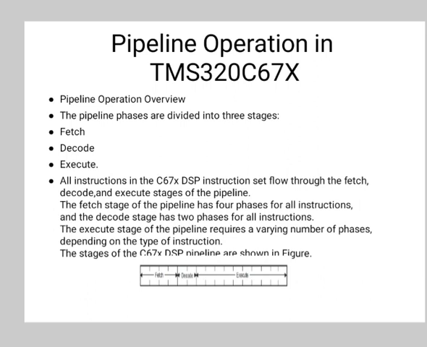So C67X DSP pipeline provides flexibility to simplify programming and improve performance. The two factors provide this flexibility. One is control of the pipeline is simplified by eliminating pipeline interlock, and second is increased pipelining eliminates the traditional architecture bottleneck in program fetch, data access and multiply operation. This provides the single cycle throughput.